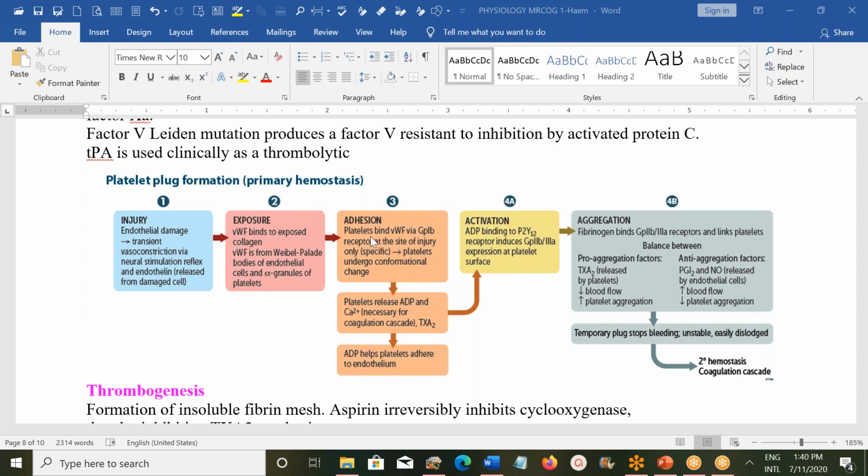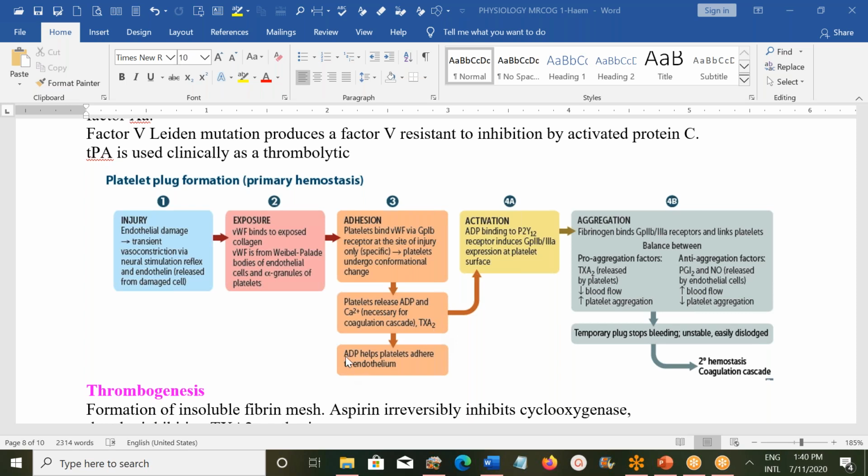So platelets are going to bind the von Willebrand factor via the GP1B receptors, which are present on the site of injury only, and these are specific. It will cause activation of the platelets. The platelets will undergo changes in their appearance, conformational changes, and what will happen? The platelets are going to release ADP and calcium, which are necessary for the coagulation cascade, because in the absence of calcium, nothing will take place. And then the platelets are also going to release thromboxane.